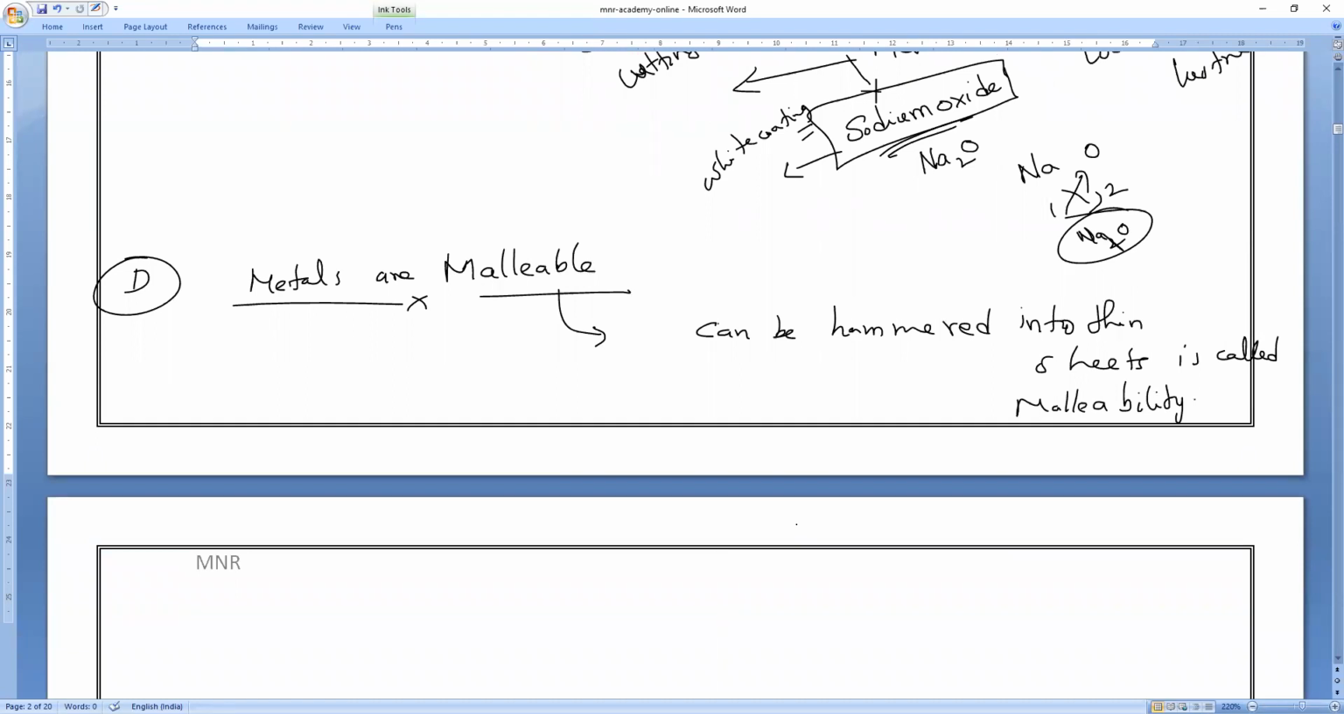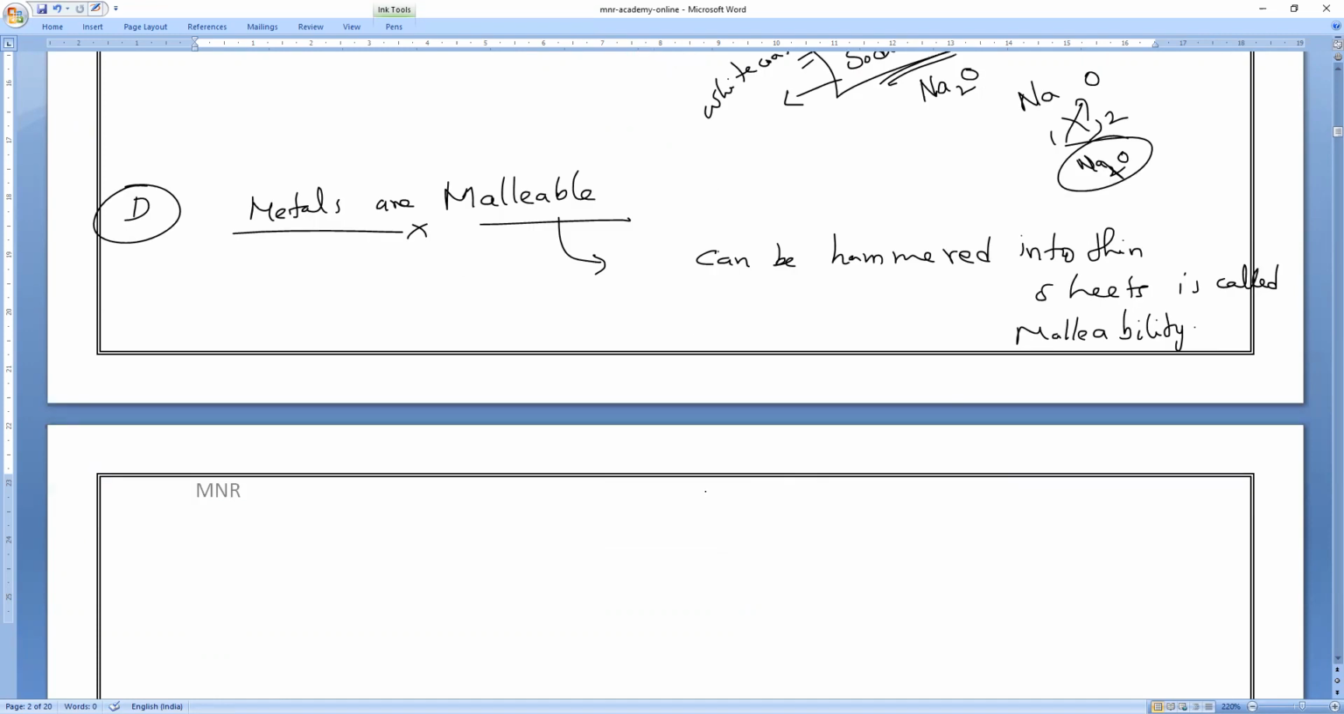We can make every metal except mercury into a sheet. But again, there is an exception: sodium and potassium. It is not possible for sodium and potassium.